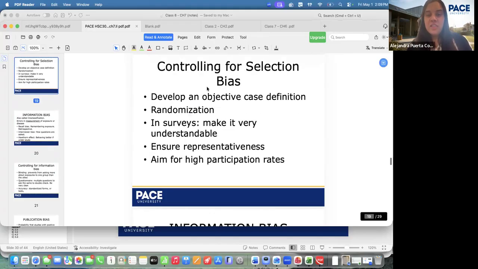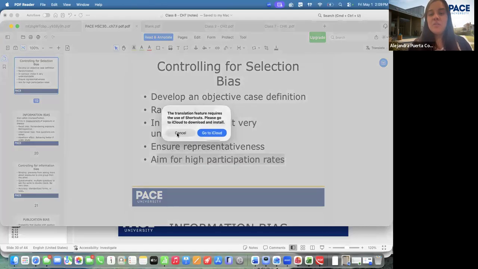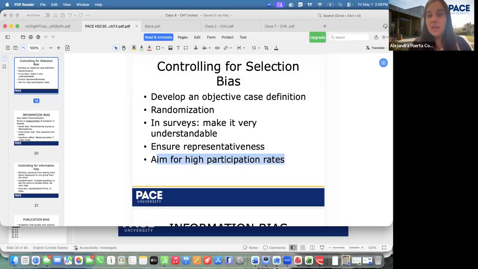How do we control for selection bias? So we develop an objective case definition, we randomize, we make it very understandable, we ensure representativeness, and we aim for high participation rates, especially in what? Especially in cohort studies, when we know that we will have loss to follow up, right?